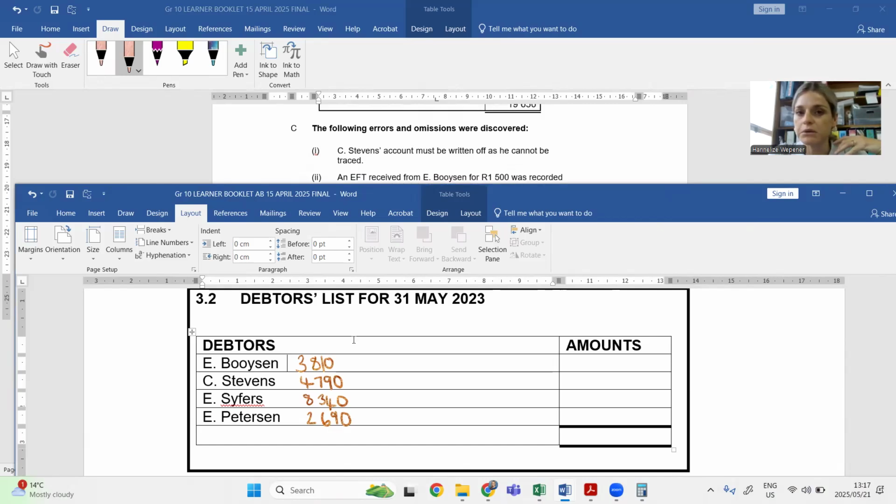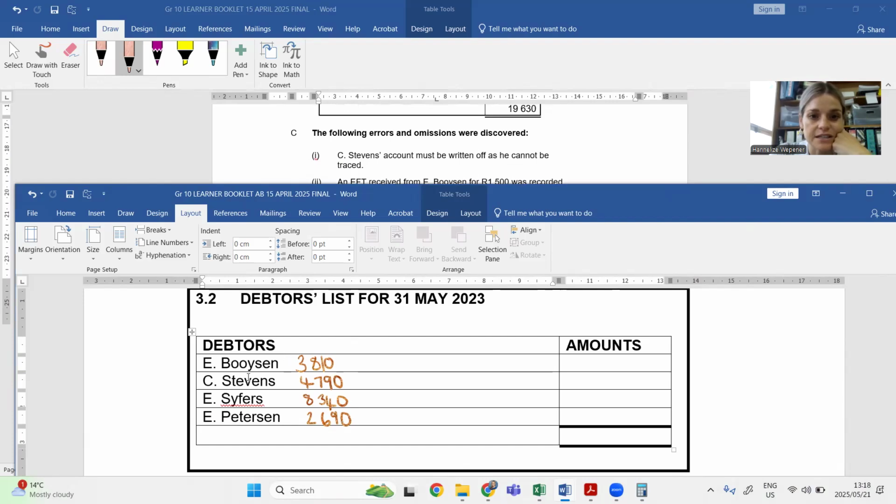You just need to bear with me with the writing of this. The handwriting looks terrible, but yes, at least we can see what it is. So the first one there says that C. Stevens, his account must be written off as he cannot be traced. So in other words, we must now write this off as a bad debt.